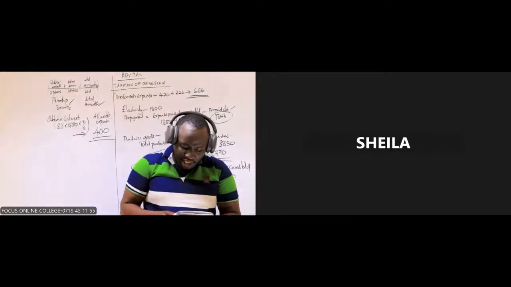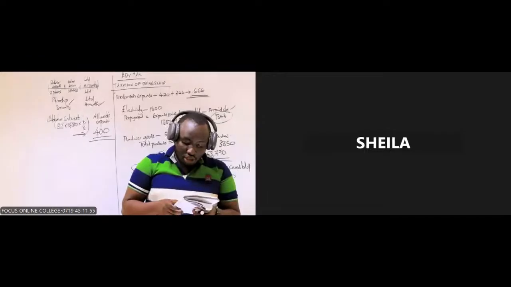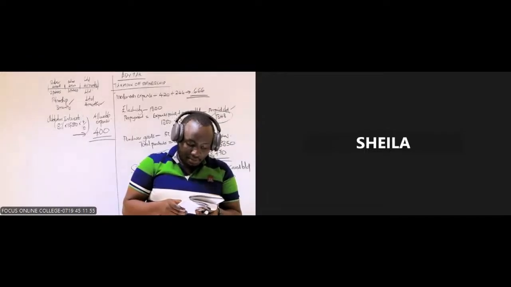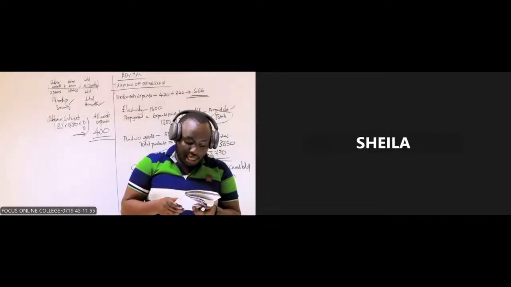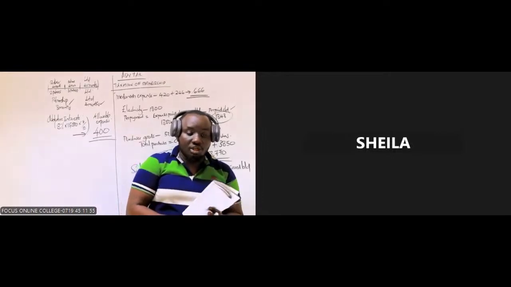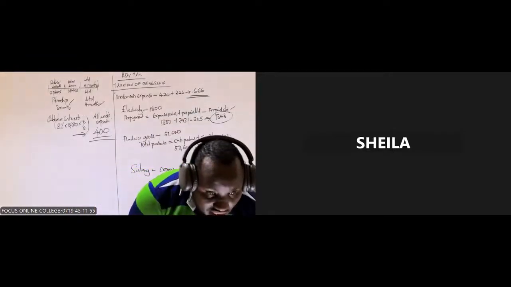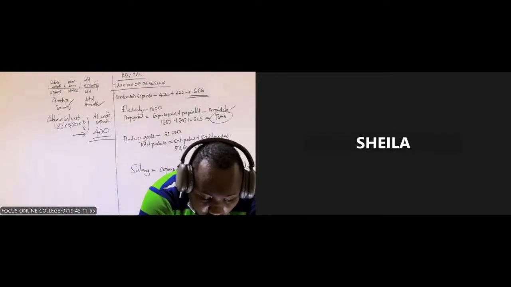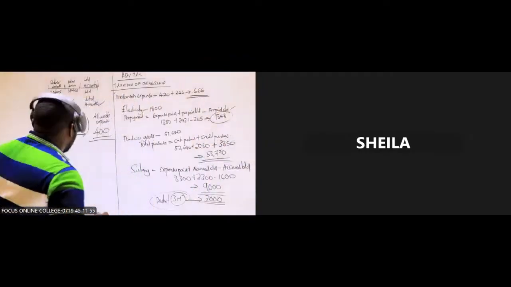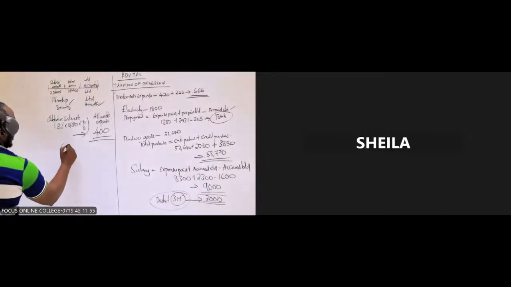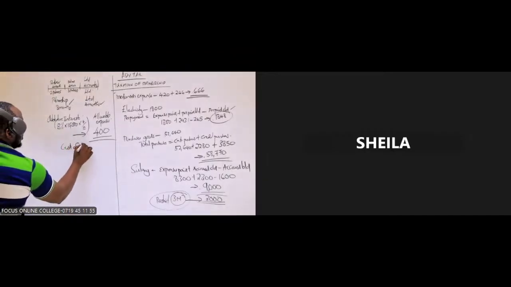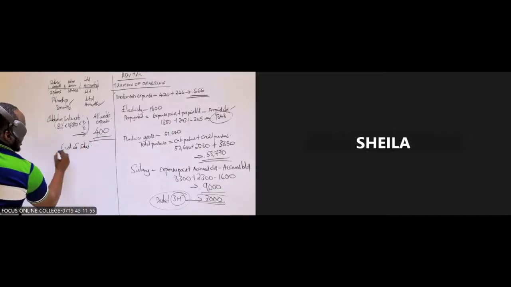So the examiner tells us, look up, additional information number 5. On average, the business sold goods at a gross profit margin of 30%. So we look at this, we can get the cost of sales. How do you get cost of sales in this?